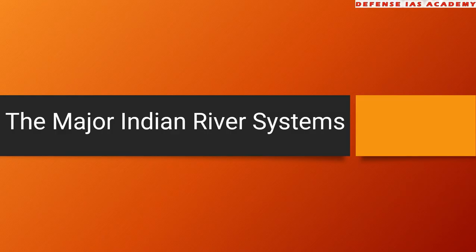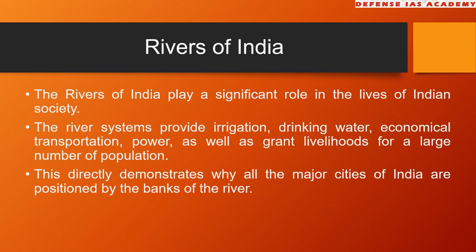Today we are going to see about the major Indian river systems. So the rivers of India. The rivers actually play a very significant role in the lives of Indian society. Mainly it provides irrigation, drinking water, economical transportation, power, as well as grand livelihoods for a large number of populations.